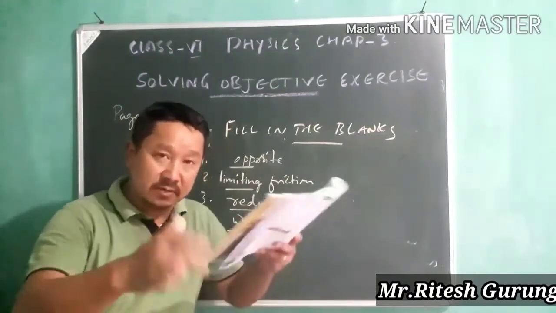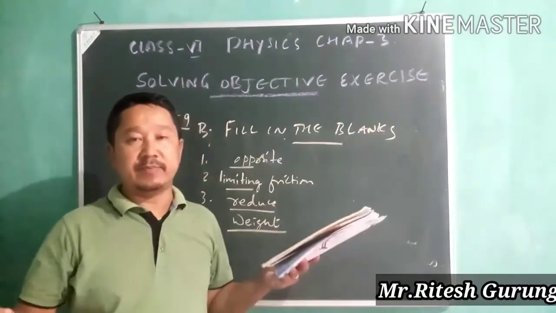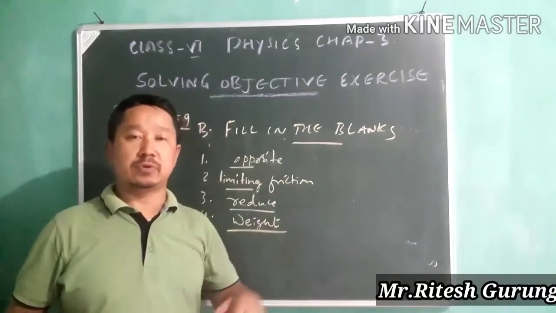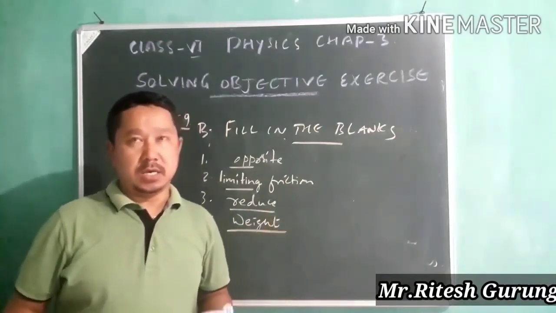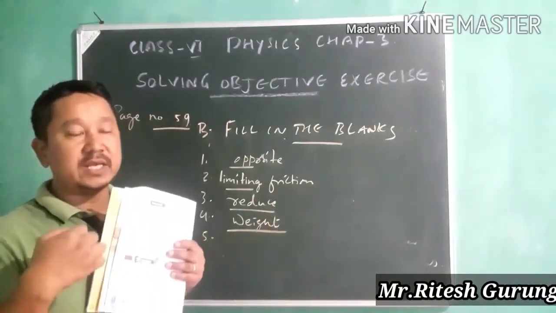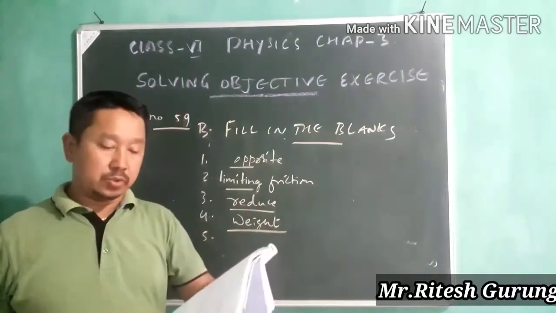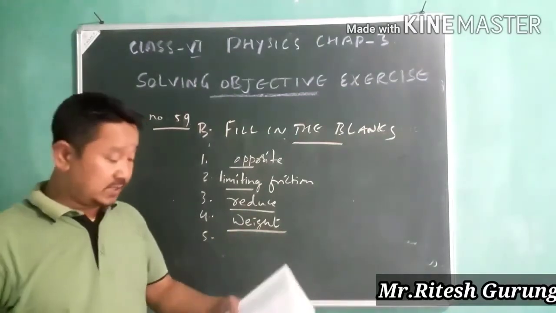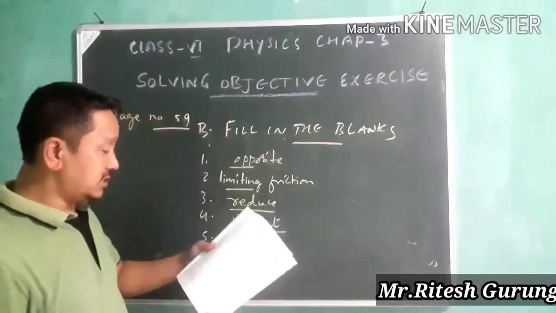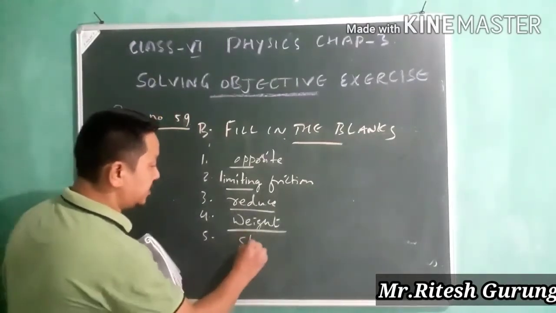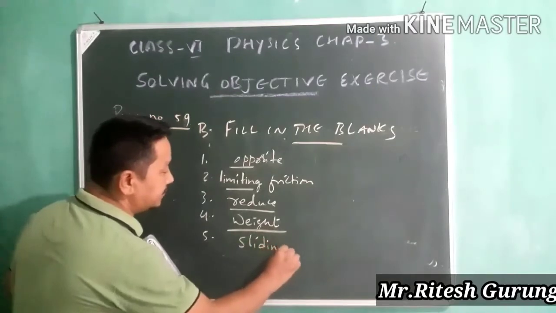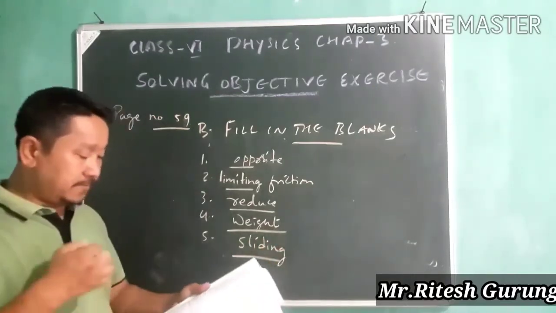For rolling something, you see the barrel of the petrol or diesel, whatever it is. If you roll this, it is very easier to roll than you slide it. That means rolling friction is much less than the sliding friction. The answer is sliding. Okay.